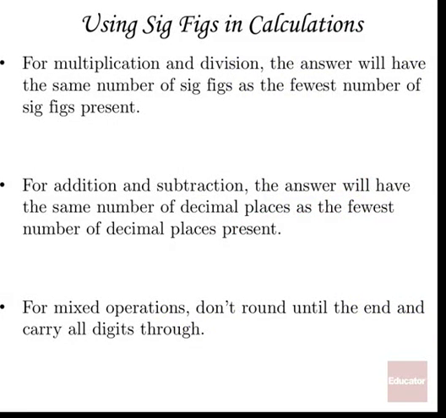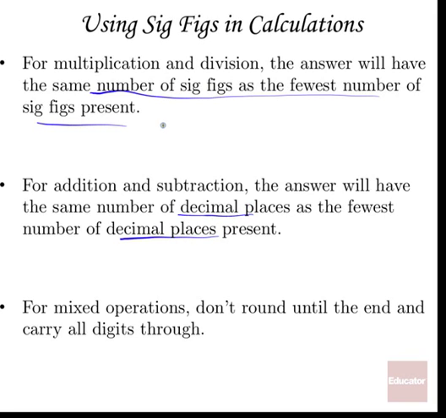Now when we use significant figures in calculations, we have to learn how to incorporate the rules. For multiplication and division, the answer will have the same number of sig figs as the fewest number of sig figs present. For addition and subtraction, the answer will have the same number of decimal places as the fewest number of decimal places present.